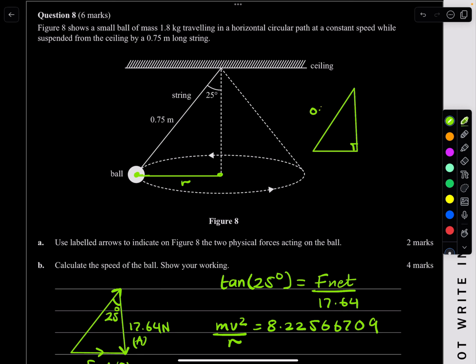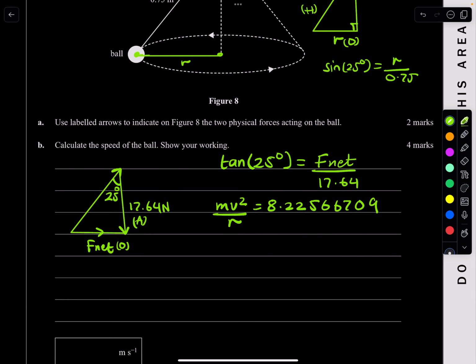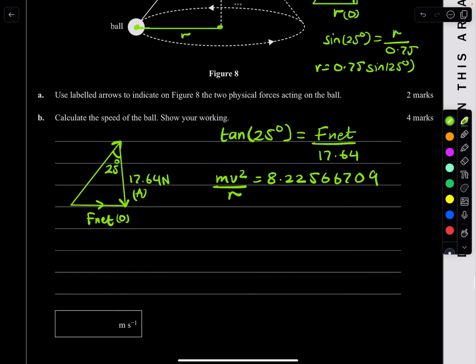And so now, I know that's 0.75 meters, and this here is, of course, 25 degrees. I want the distance x, which is, in this case, r. So this is your opposite, and this is your hypotenuse. So I'm going to use sine in this case. So sine 25 degrees is equal to your opposite, which is r, over 0.75. So your radius is just 0.75 sine 25 degrees. All right, so let's put that there. Well, it's a lot of work, but yes, it is.